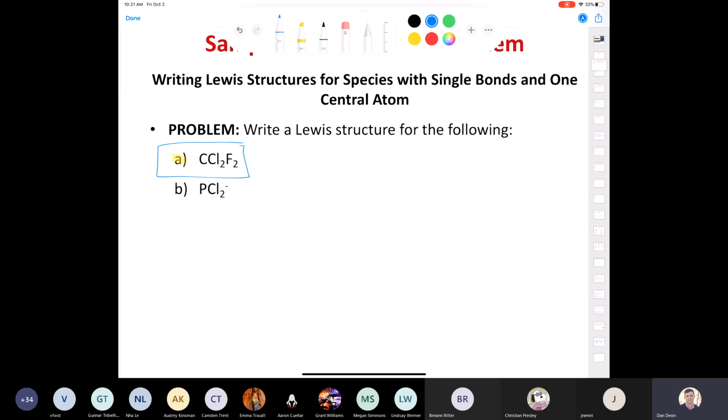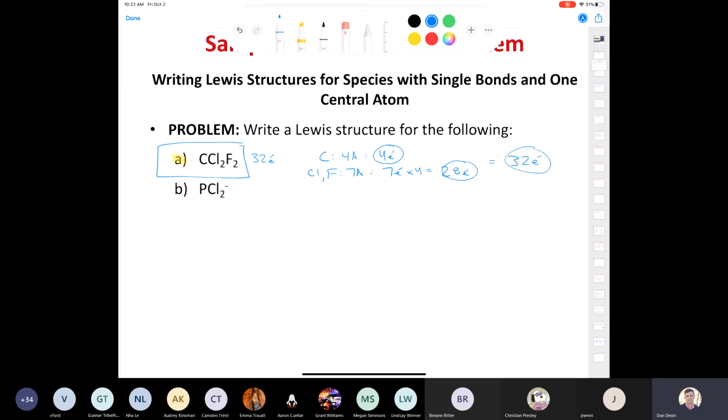Somebody says 32. Somebody else says 32. It's a big number. I got a bunch of people saying 32, and they're all right. This molecule has 32 electrons. Don't believe me? Carbon is in group 4A, right? Chlorine and fluorine are in group 7A. So carbon has 4 electrons. Chlorine and fluorine both have 7 electrons. We have 2 chlorines and 2 fluorines, so that means 7 times 4. 7 times 4 is 28 electrons. 28 and 4 gives you 32 valence electrons.